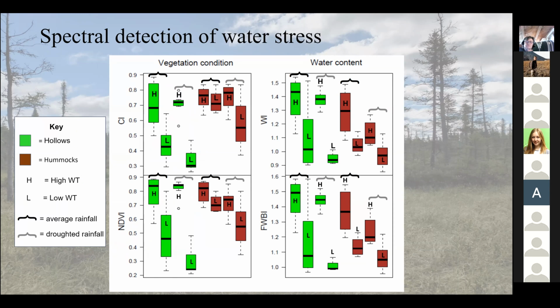And I also wanted to point out the difference between hummocks and hollows here. As you can see that there are much larger differences between the indices of each hollow treatment, while the treatment of each hummock have much more similar indices that often even overlap. So again, that's just showing us that hummocks reacted much less dramatically to water stress than hollows did.